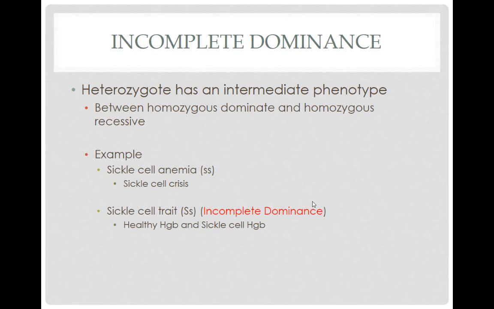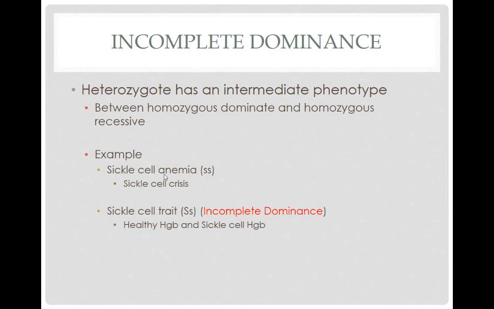So remember, phenotype is the way that it's expressed. Okay, so it's an in-between, if you will, between this homozygous dominant and this homozygous recessive. So here's an example. Here's the homozygous recessive right here, sickle cell anemia. So if a person has homozygous recessive, two lowercase s's, they have sickle cell anemia. That could put them into what we call a sickle cell crisis at any time.